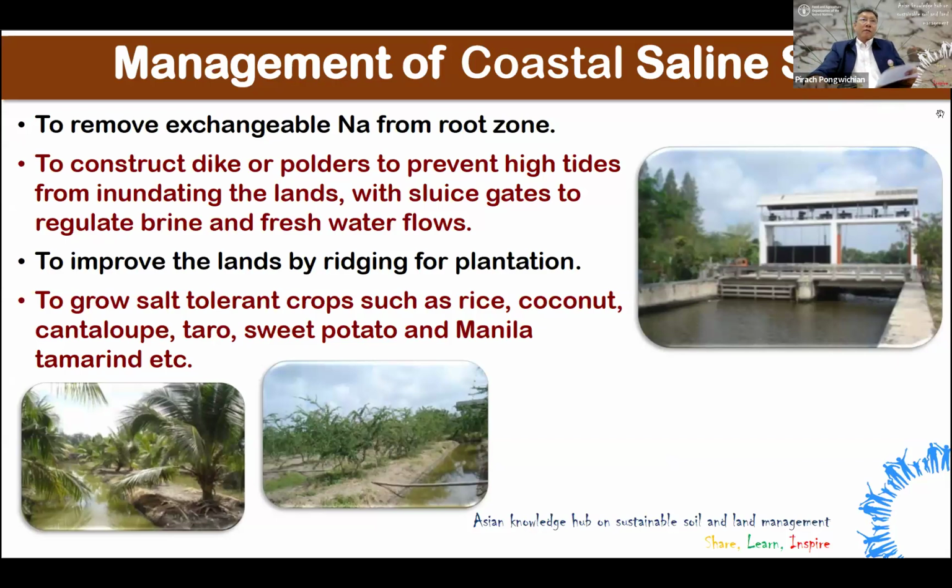For the management of coastal saline soil, we suggest that the farmer remove exchangeable sodium from the root zone by using gypsum, and construct dikes or borders to prevent high tide from inundating the lands, which would regulate the flow of sea and fresh water. And the farmer should improve the land by letting for plantation and grow salt-tolerant crops such as rice, coconuts, cantaloupe, taro, sweet potato, and Manila tamarind, etc.